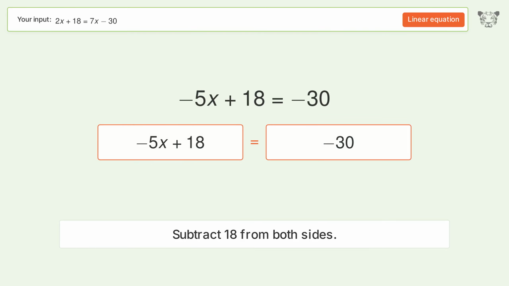The +18 keeps 5x from standing alone. Subtract 18 from both sides to remove it. That gives -5x = -48.